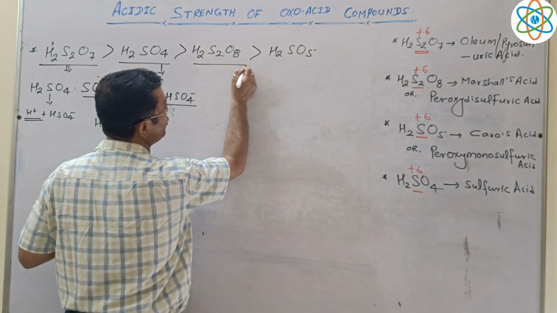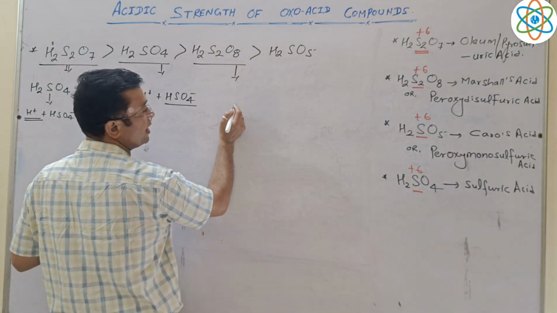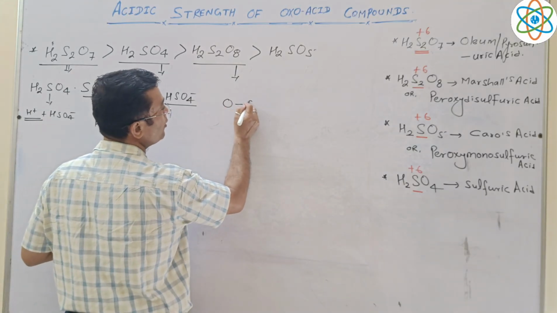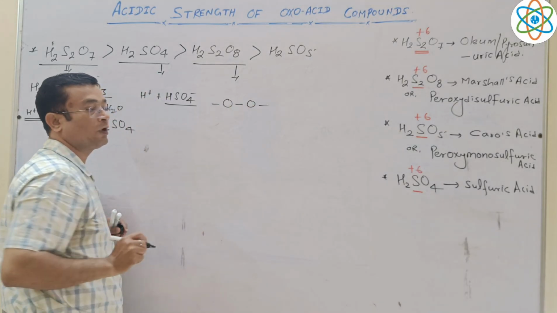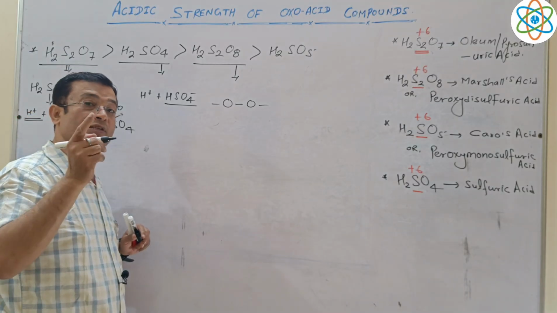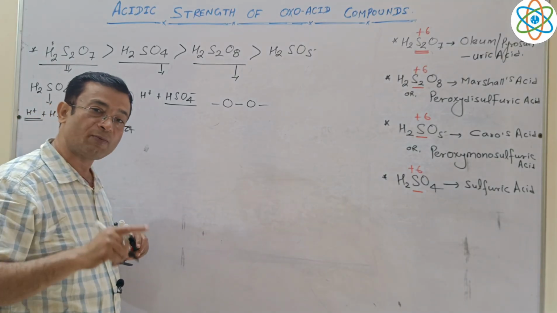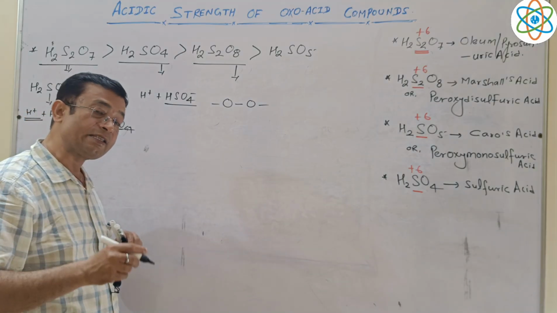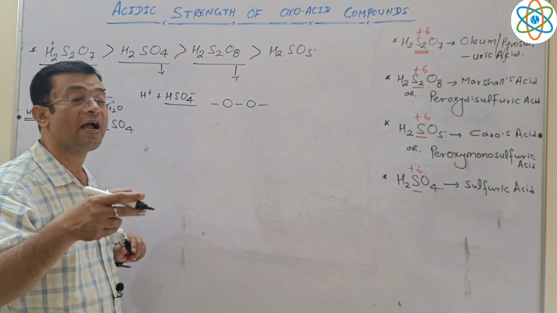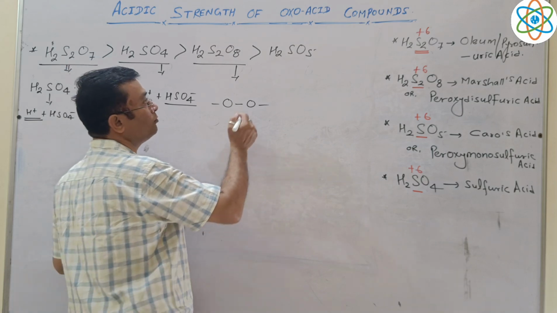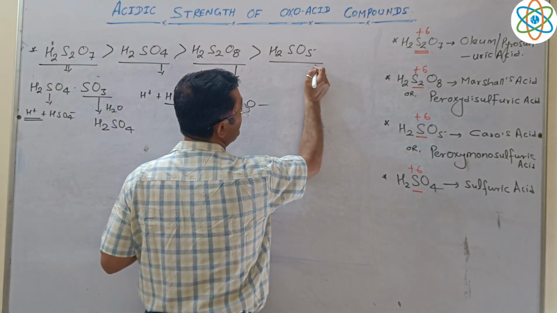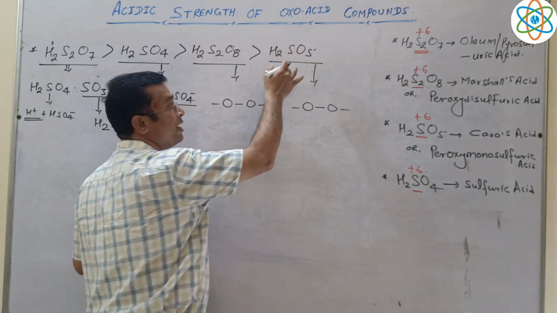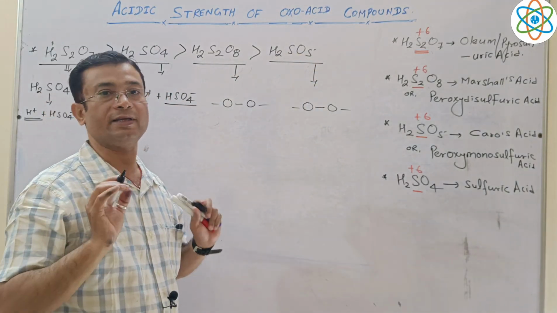Now here H2S2O8 has a peroxide bond. What is the peroxide bond? When two oxygen atoms link directly by a single covalent bond, this is called the peroxide bond, and where a peroxide bond is present, it is oxidizing in nature. Therefore, acidic strength slightly decreases as compared to H2SO4. Now, this is Caro acid. This Caro acid also has a peroxide bond, therefore its acidic strength also decreases.